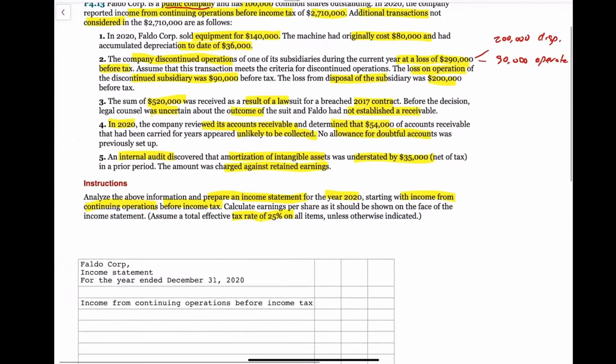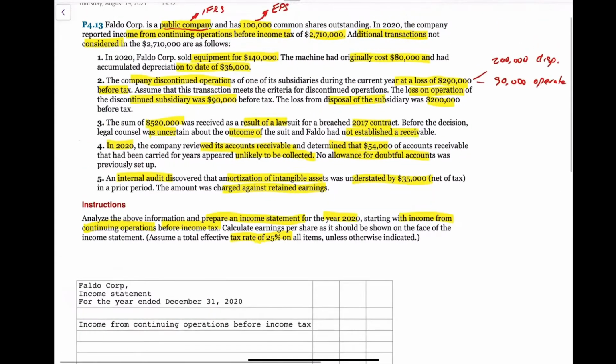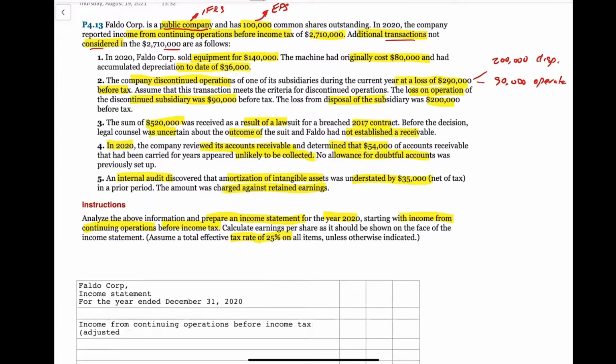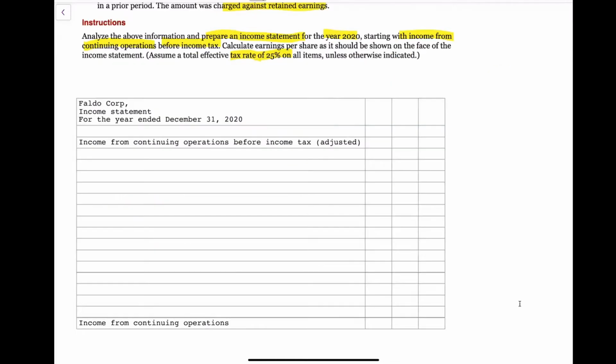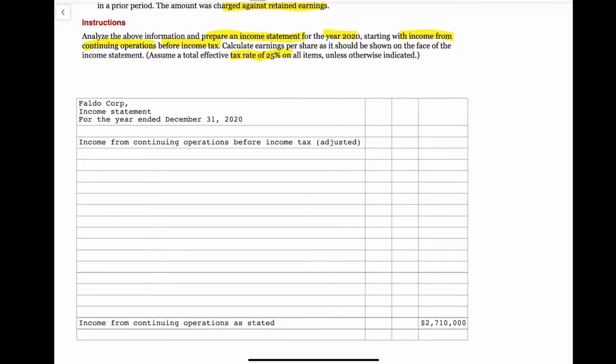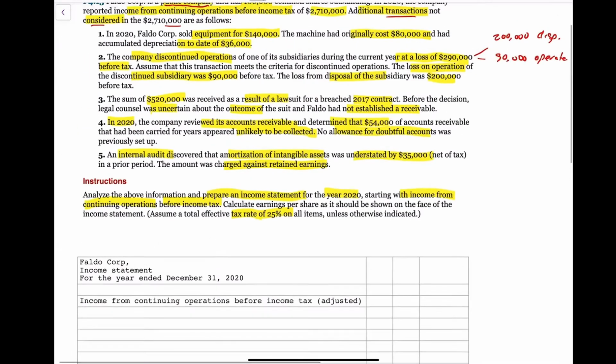But as you can see here, there are some transactions that are not considered in that. So we need to make some adjustments so that we have the right starting point. So for our purposes, I'm going to use just the word adjusted here in brackets. That tells us that we need to make adjustments. So our income from continuing operations is stated, that's the starting point before our adjustments, so 2,710. What adjustments do we have to make to that?